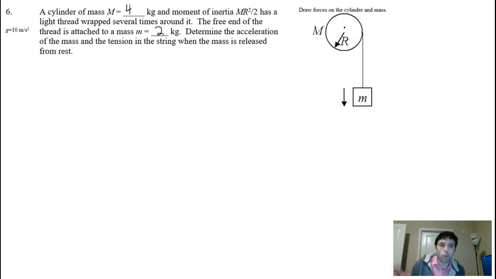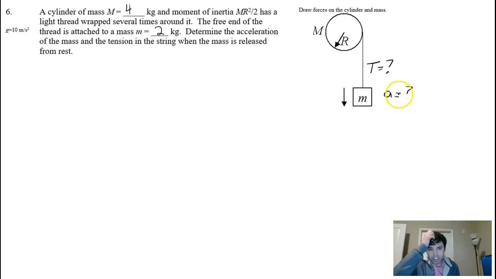So it's like one of those common shapes, and it's 1/2 mr squared, or mr squared over 2, same difference. It's got a light thread wrapped around it, tied around it. And then we've got this mass that's hanging here, a mass of 2 kilograms. It wants to know the acceleration of the mass. So what's a of the mass when it falls? And then also, what's the tension in the string? We want to know all these things.